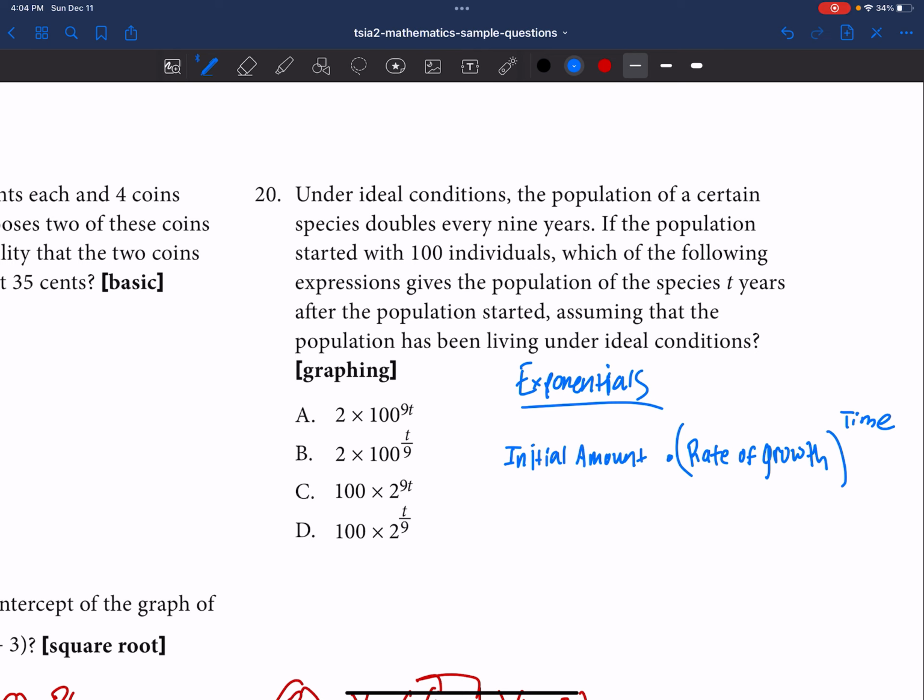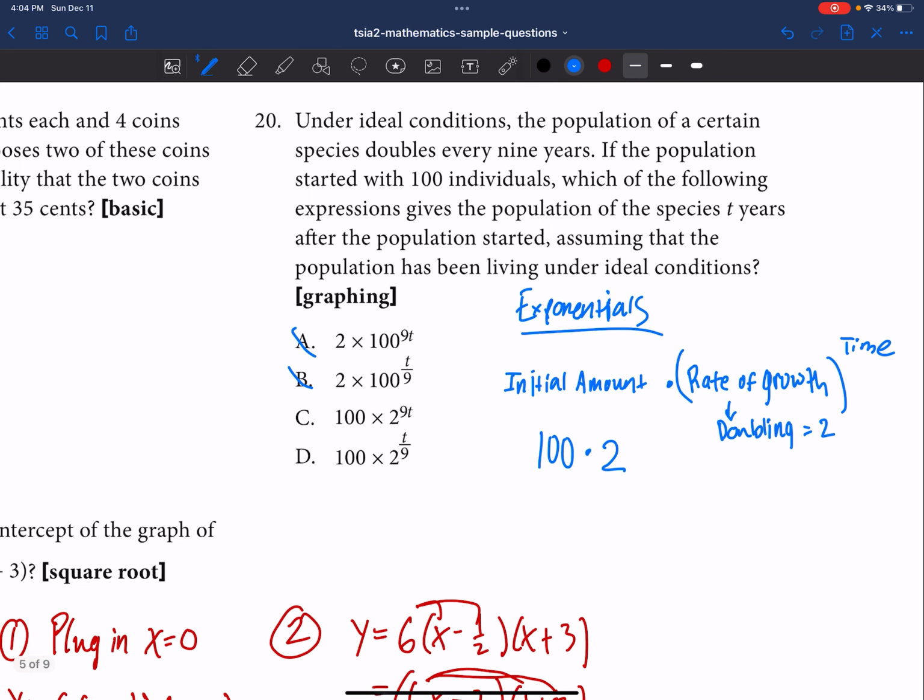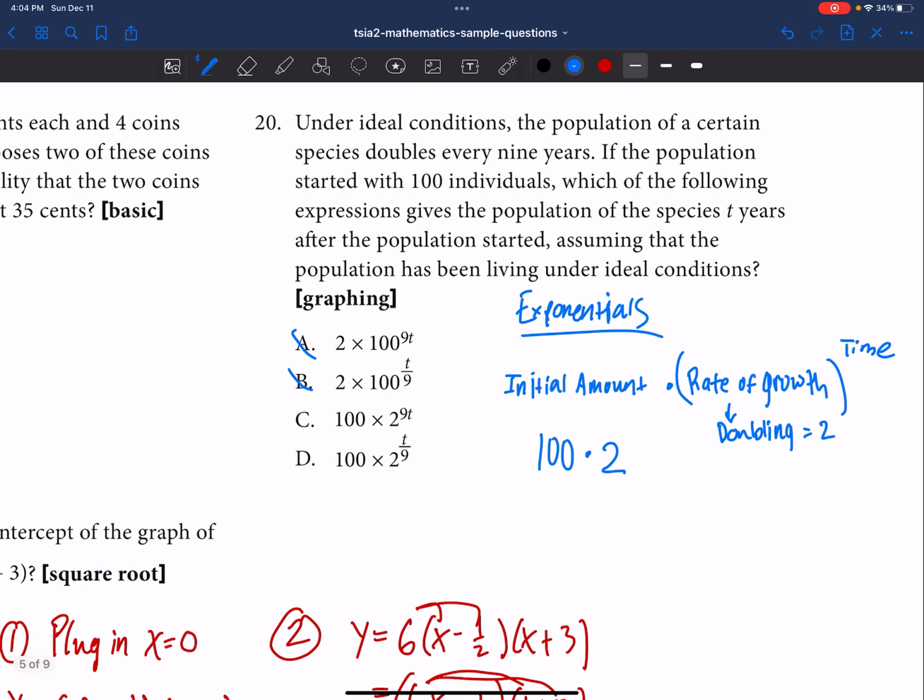So if I start with my initial amount, is 100. So already that gets rid of answer choice A and B. And now the question is, well, my rate of growth, well, I'm doubling. So that equals 2. So this is 100 times 2. The only question is time. Now it doubles every 9 years, right? Doubles every 9 years.